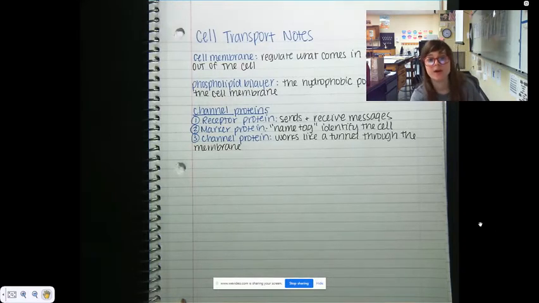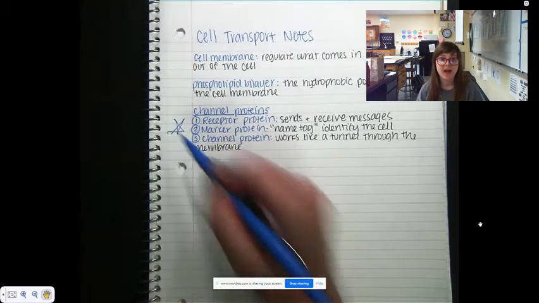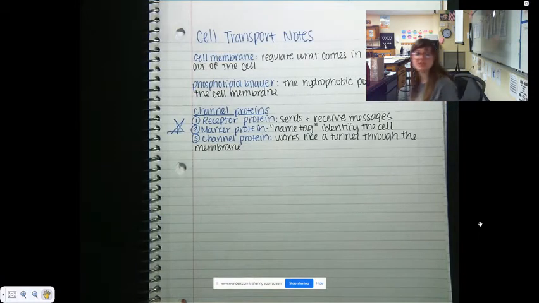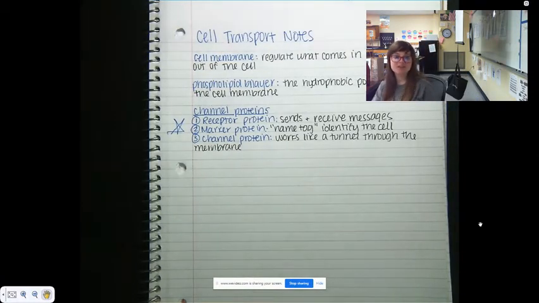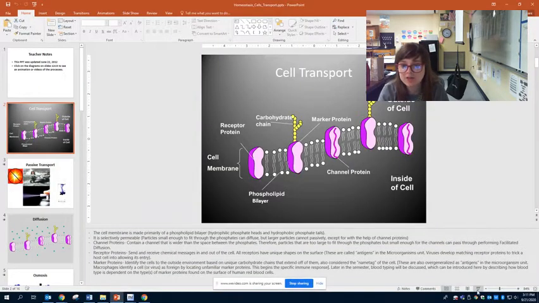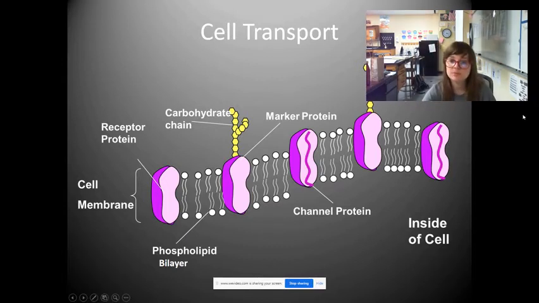And then right here, this is the big deal. If I was taking notes, I might even put a star around this. The channel proteins, the receptor proteins, and the marker proteins. The receptor protein's job is to send and receive messages, the marker proteins identify the cell, and the channel proteins work like a tunnel so that they transport materials. If you're furiously trying to copy this down, don't worry, we will definitely post a copy of this to Google Classroom. So let's return to our notes.